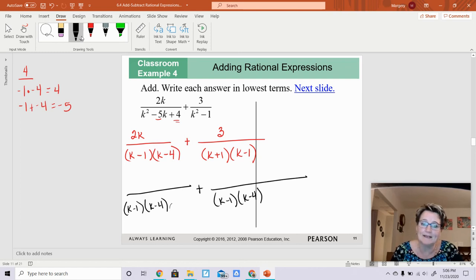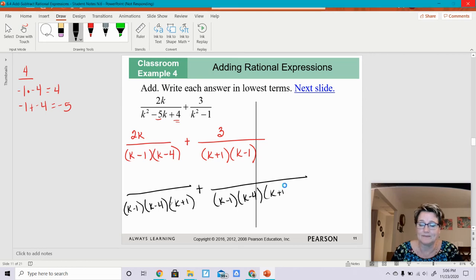This one has a k minus, a k plus 1. They both have to have a k plus 1. So you just got to write them out.